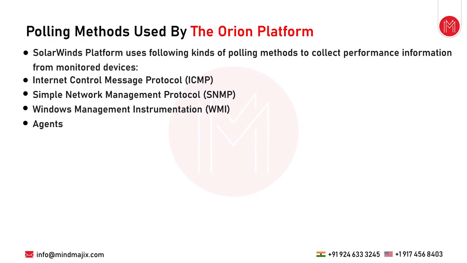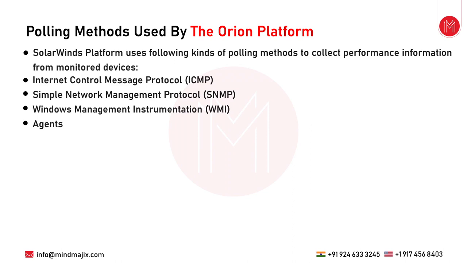So by agent, we will be installing some piece of software from SolarWinds on the servers, and we will be able to get the information from it. This agent will collect the information, and it will be sent to the Orion server. And if we don't want to install any agents on the server, then there are agentless protocols like SNMP and WMI.